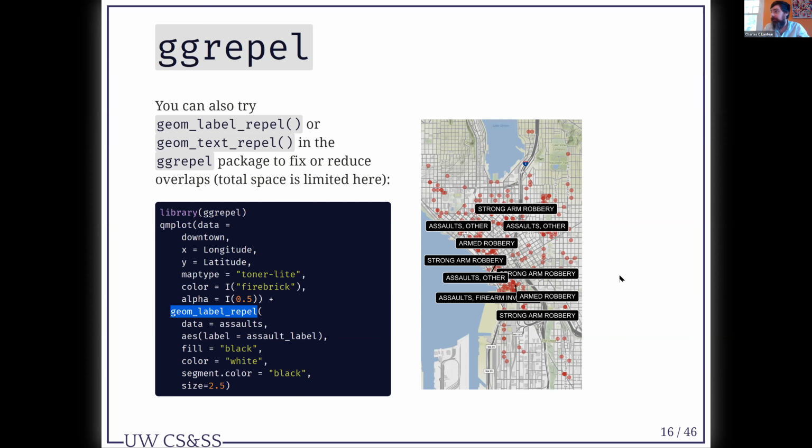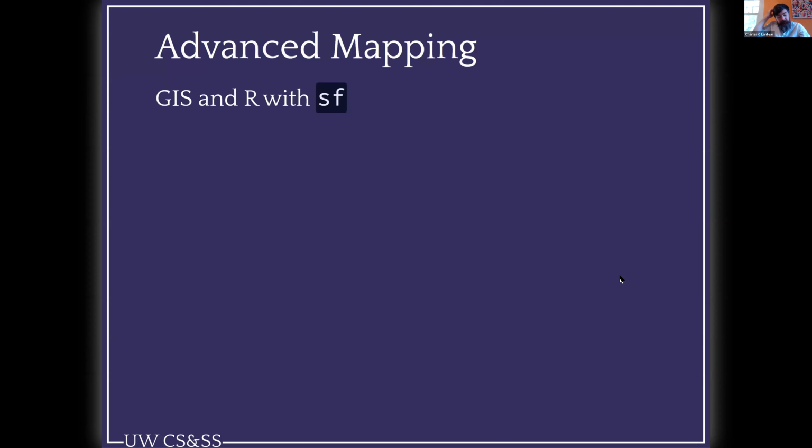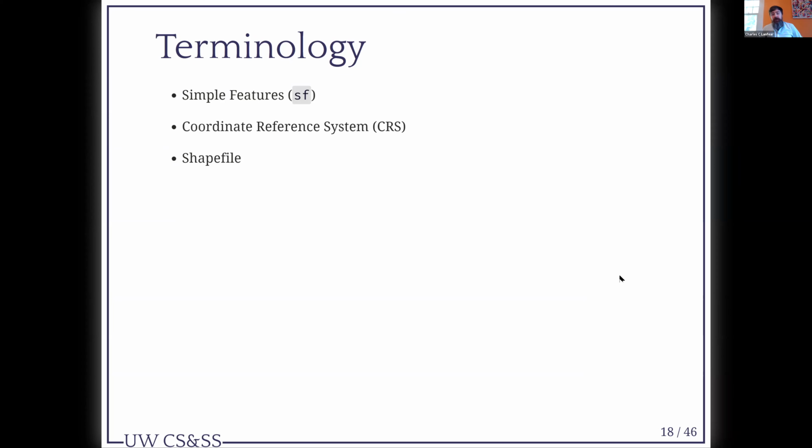Okay, so let's move on. The next segment of this, the more entertaining, more interesting one, is the advanced mapping section, which is essentially just using R for GIS, for Geographic Information Systems work, right? So to get into using R as a GIS platform, I need to walk you through some terminology first.